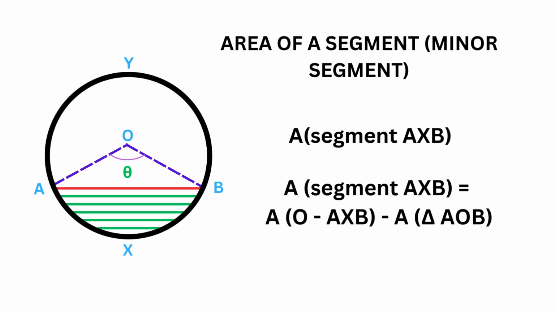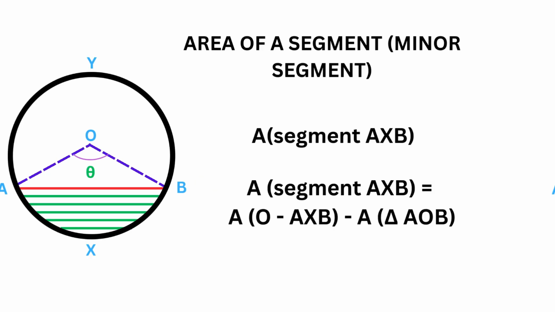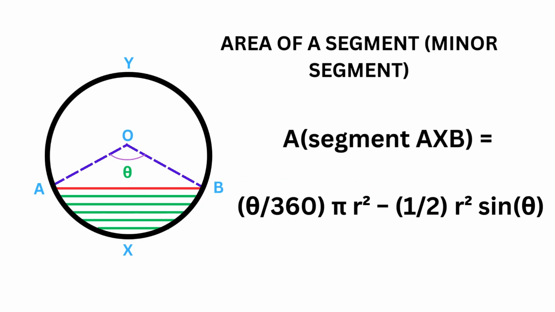This demonstrates that the area of the minor segment is found by taking the area of the corresponding circular sector and subtracting the area of the central triangle formed by the two radii and the chord. Area of segment AXB equals area of sector, which is theta divided by 360 times pi times r squared, minus area of triangle, which is 1/2 times r squared times the sine of theta.